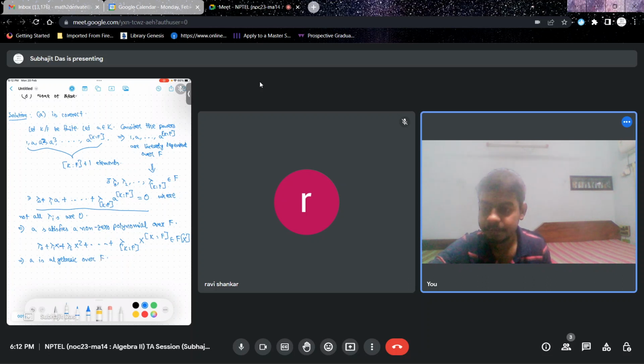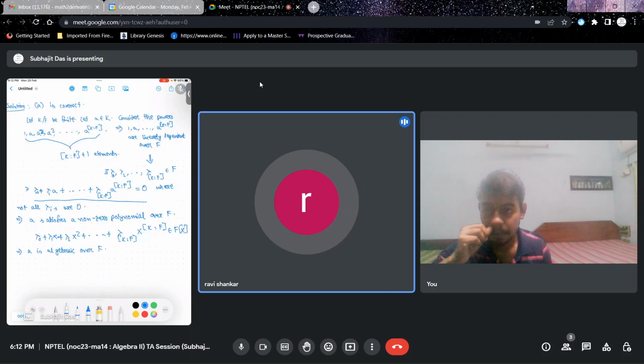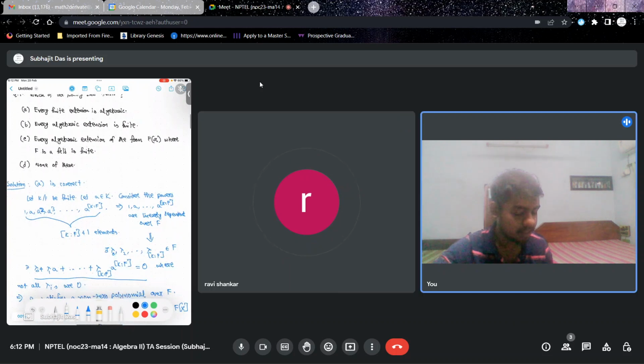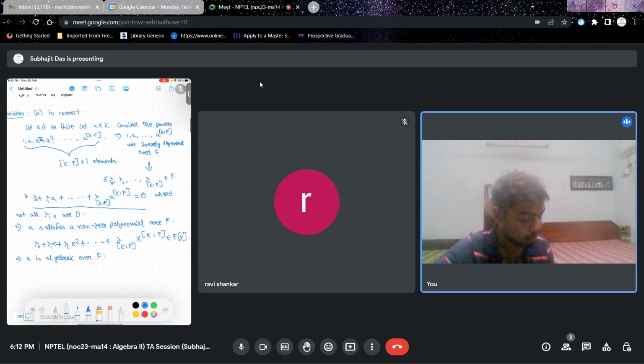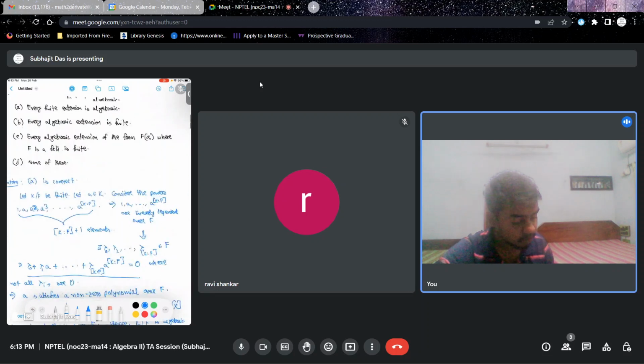Is it okay? Yes, so that is point B, so we'll come to that. But anyway, since a in K is arbitrary, every element of K satisfies a non-zero polynomial over F. Hence K over F is algebraic.